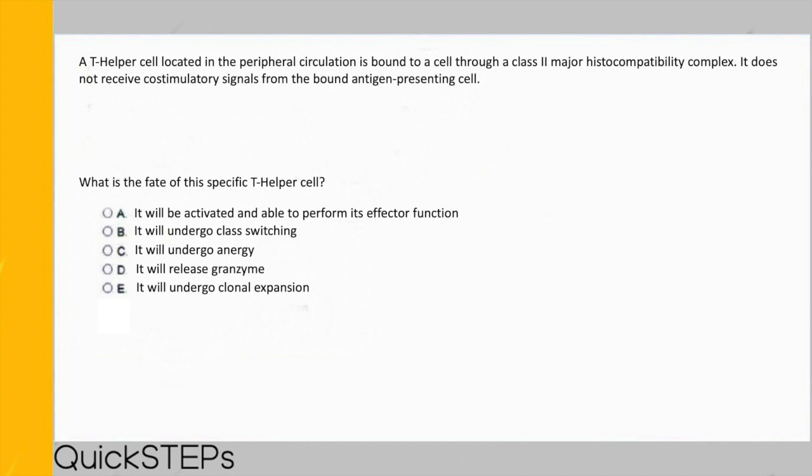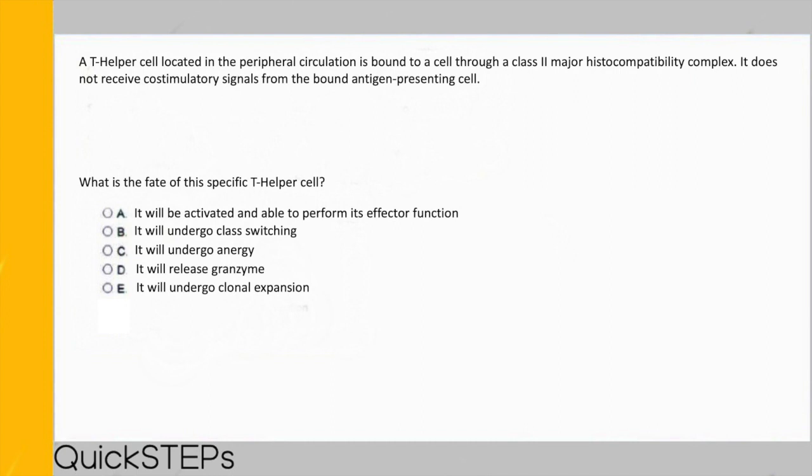How about B? It will undergo class switching. Do T cells undergo class switching? No, that's only for B cells and plasma cells, right? It will undergo anergy. So what's anergy? Anergy is different than apoptosis. The cell is not undergoing self-regulated destruction. It just kind of stays there, and it's permanently lost its effector function, right? It's essentially doing nothing. It's still there. It's not trying to kill itself. It just does nothing and it circulates. How about D? It will release granzyme. So we know CD8 positive cytotoxic killer T cells do release granzyme and perforins, and they poke holes in the membrane and they cause apoptosis and destruction of the cell that it's attached to.